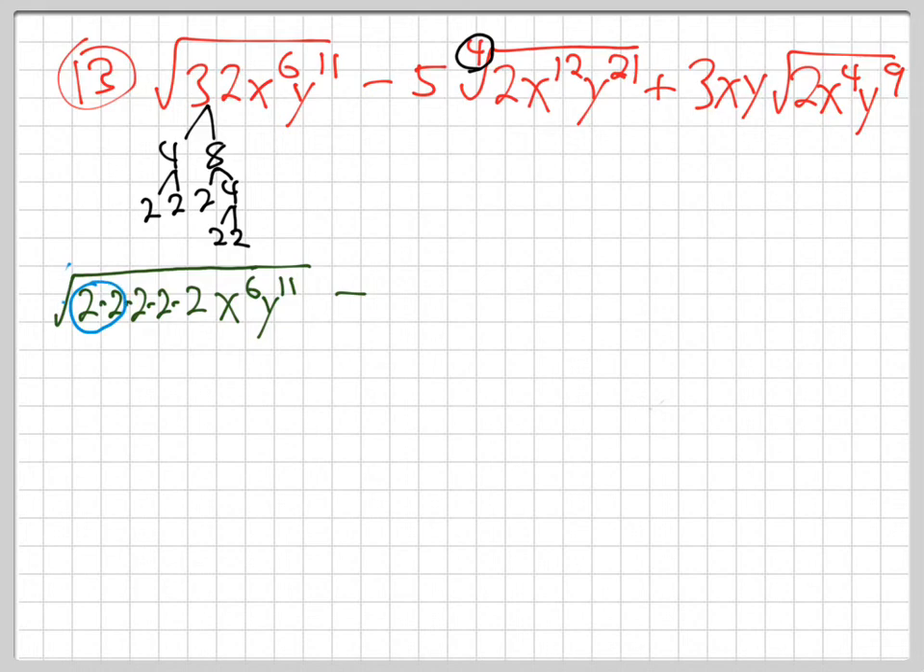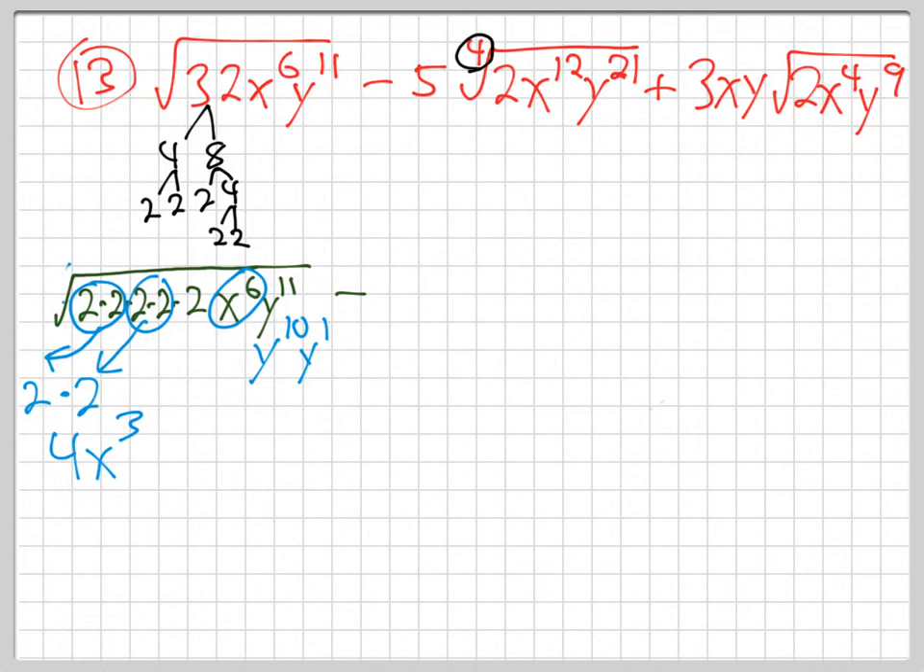2 2s in, 1 2 out, another 2 2s in, another 2 out. So that's 4 on the outside. Then what about the 3 X's? 6 X's in, 3 out. You're paying for half of them. And now what about the Y's? The easy way to deal with that, I think, is to make it y to the 10th and 1 more. That's 11. Just make it the even number.